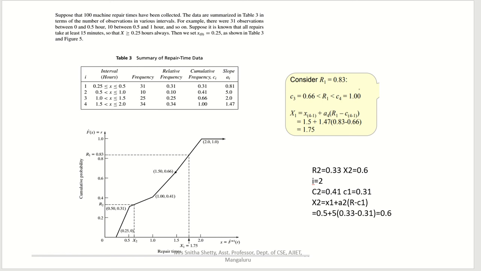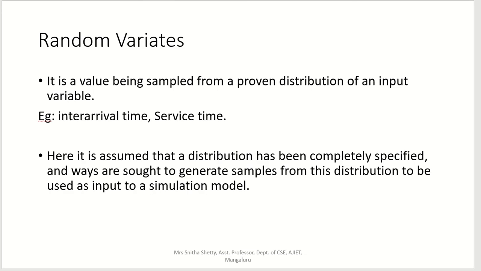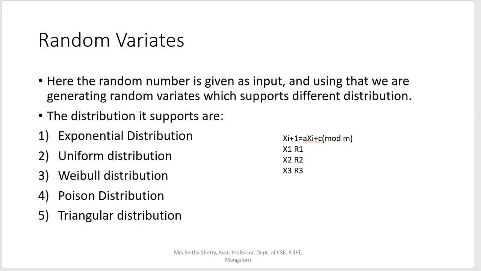Today I'll give the summary of the session. We studied random variates, and I explained the meaning of random variate; one example is interarrival time, or it can be a service time. When you generate a random number, it should satisfy the independence property and the uniformity property. Similarly, the random variate should satisfy different distributions: exponential, uniform, Weibull, Poisson, and triangular distribution. In today's session we have seen exponential, uniform, Weibull, and triangular distributions.